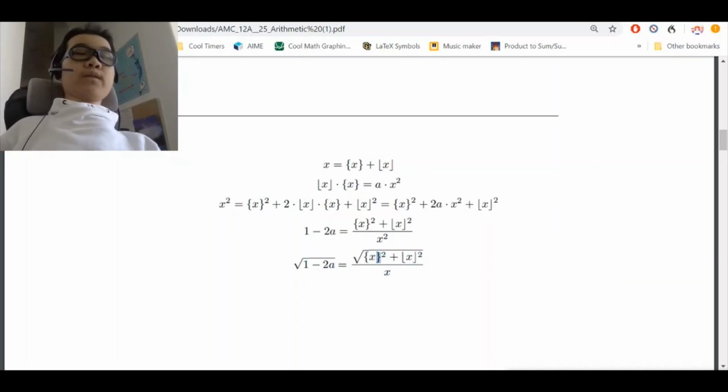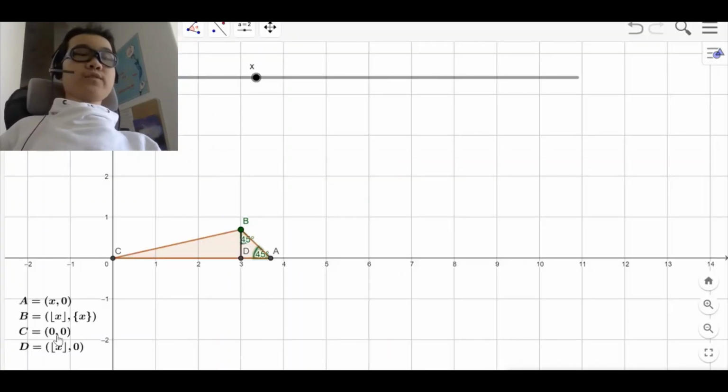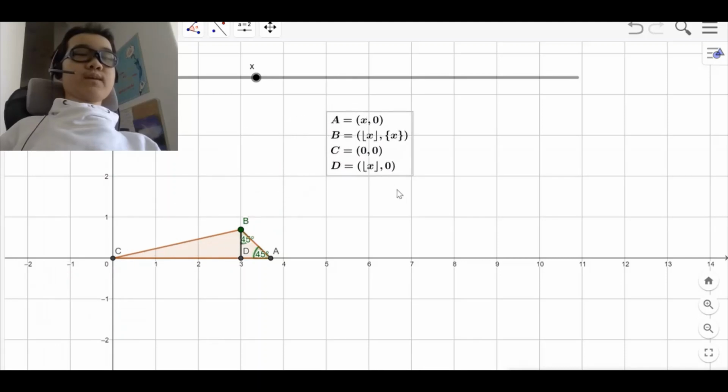Now this should get you excited because this is the Pythagorean theorem. So how do we take advantage of that? Well, this is one way. Define the points A, B, C, and D as shown here. A equals x comma 0, B equals floor of x frac of x, C equals 0, 0, and D equals floor of x, 0.